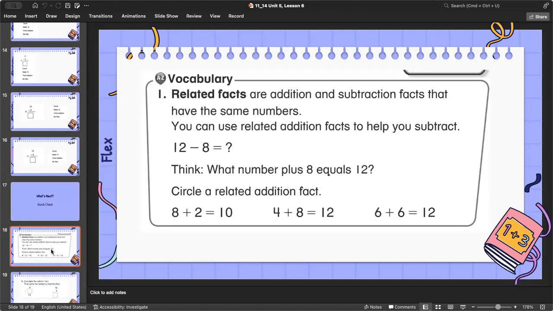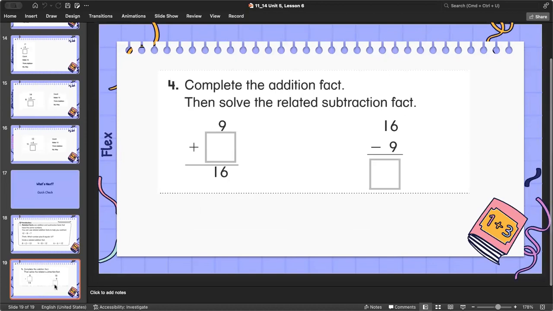Jumping over to flex your brain. Again, related facts, you're looking for the vocabulary words and seeing if your child understands. Again, even like circle a related. What does the word related mean? Addition facts. So again, it's not just academic language for math. It's also the vocabulary they may not understand just yet. And so it's having these discussions. What does related mean? Circle a related addition facts. So it's understanding those little things. Pause, work with your learning coach.